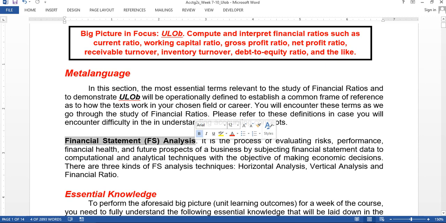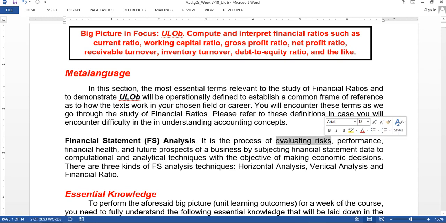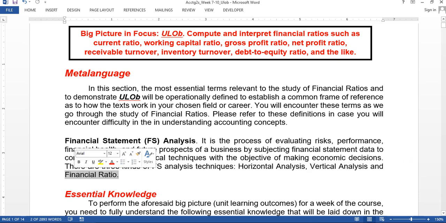Okay? So, financial statement analysis is the process of evaluating risks, performances, financial health or status, and future prospects of the business, by subjecting financial statement data to computational and analytical techniques. So, the objective of this is, syempre, simple rin, no? Making economic decisions. So, we're done with the first two, which is yung horizontal analysis at yung vertical analysis. This was yung ULOA. And the last one is the financial ratios.